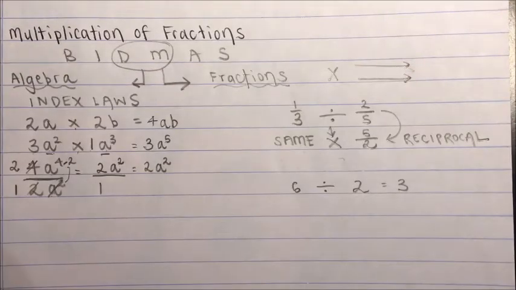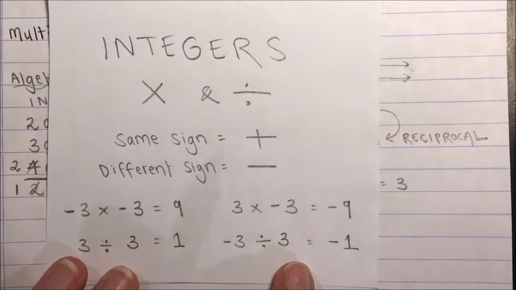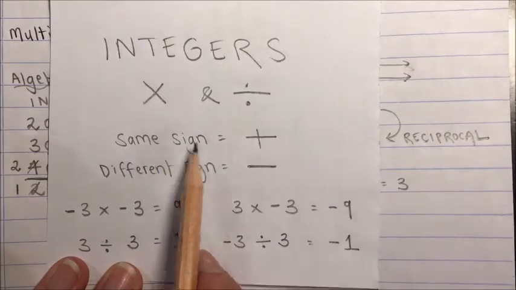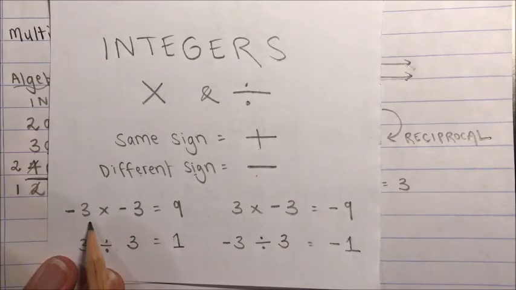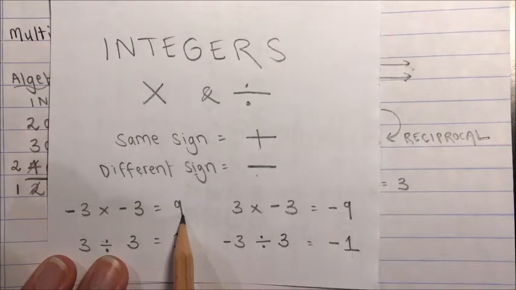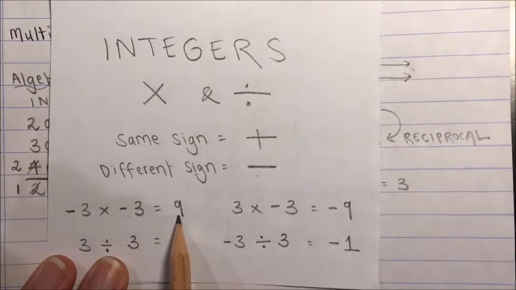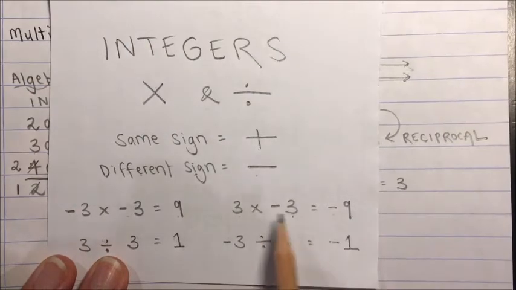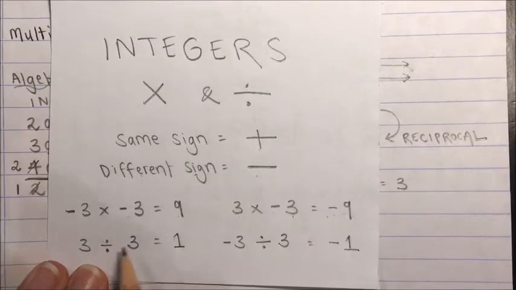Okay, another quick little reminder, we're multiplying and dividing. The rules of integers apply here too. So remember, with integers, when I've got multiplication and division, if I've got the same sign, the answer is positive. Where the signs are different, the answer is negative. So -3 times -3 is 9. Because 3 times 3 is 9, the signs are the same, so the answer is positive. Whereas 3 times -3 is -9. 3 times 3 is 9, but the signs are different, so the answer is negative. Same deal with division.